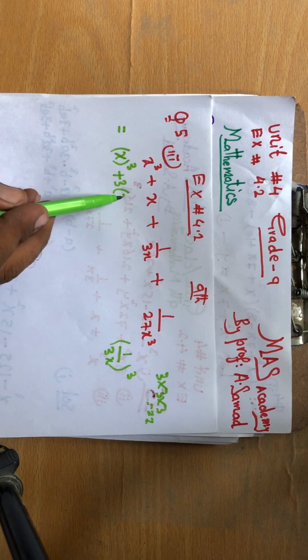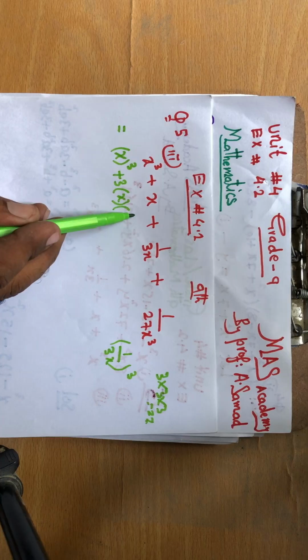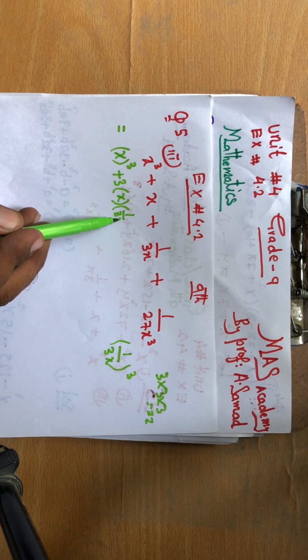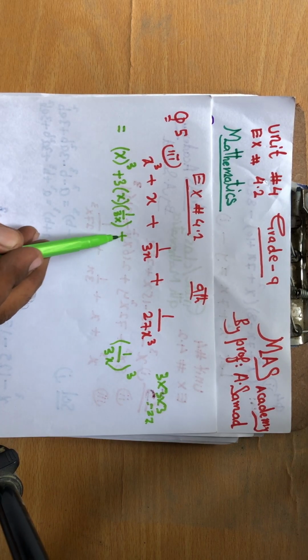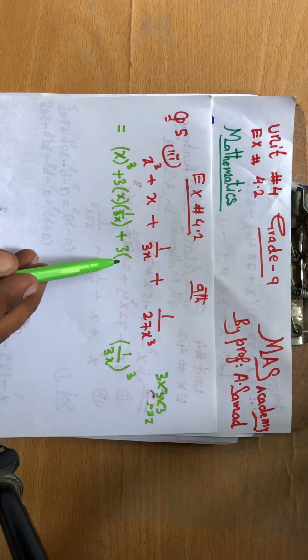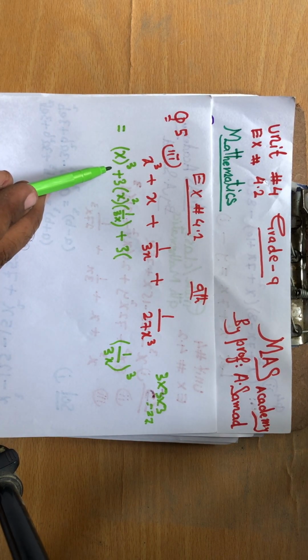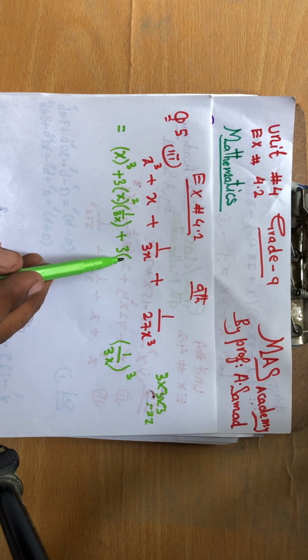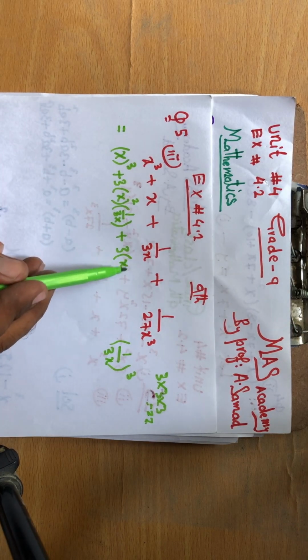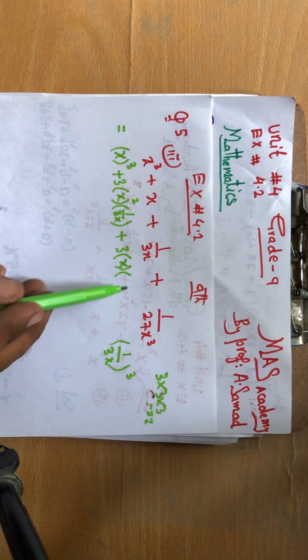We can write further 3a square b, which means x is our a and b is our 1 over 3x. Similarly 3a b square, where a is our x and b is 1 over 3x.